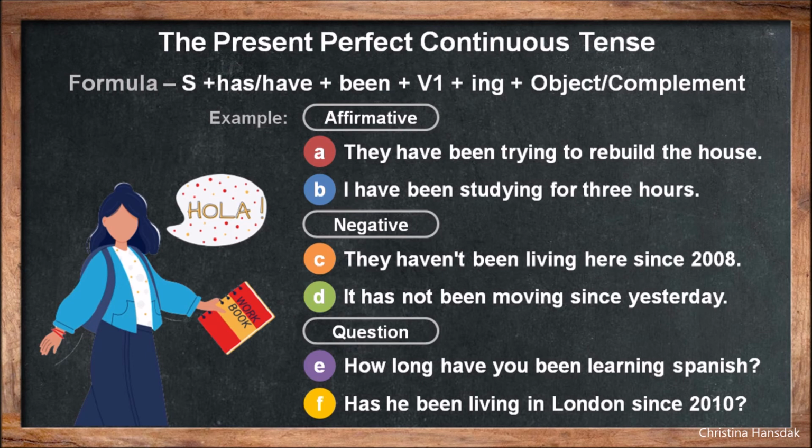Among these examples, the upper 2 sentences are in our affirmative forms. The middle 2 sentences are in our negative forms. And the last 2 sentences are in our question forms.